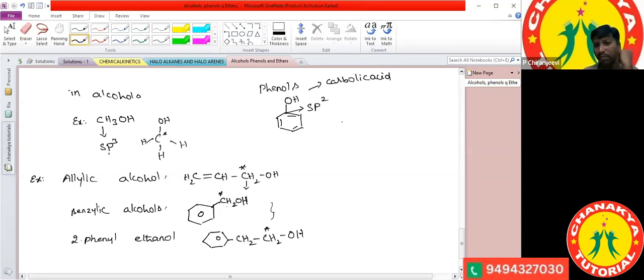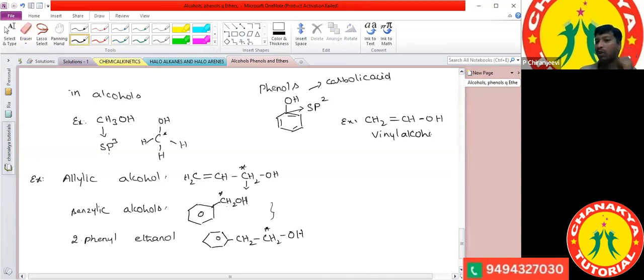Now, some other examples are there: the alcohols where the OH group is directly connected to an sp2 hybridized carbon atom. For example, CH2=CH-OH. Generally we can call this a vinylic alcohol, or vinyl alcohol.